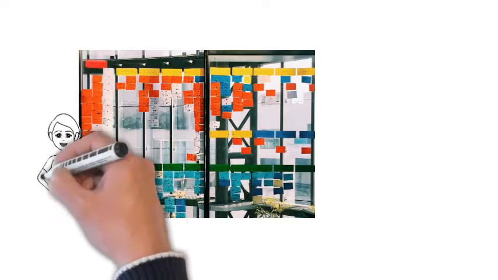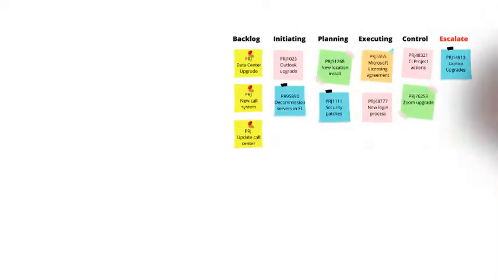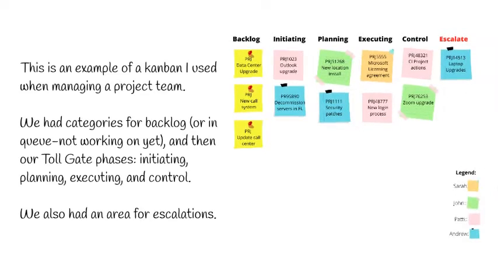I have used different color post-it notes in the past on my team Kanban boards. Each color post-it note represents a different team member. This is an example of a Kanban board I used when managing a project team.